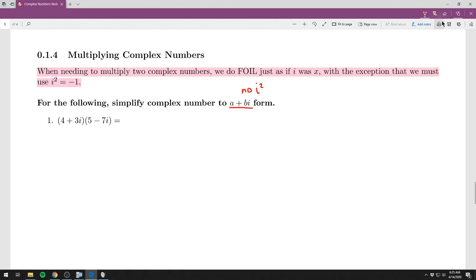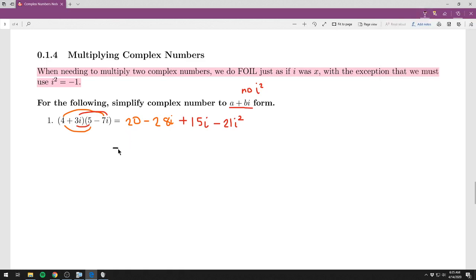Right, but go ahead and FOIL it out. All right, 4 times 5 is 20. And then 4 times negative 7i is negative 28i. And then inside 3i times 5 is 15i. And 3i times negative 7i, we got 3 times negative 7 is negative 21, and i times i is i squared. Just like x times x would be x squared.